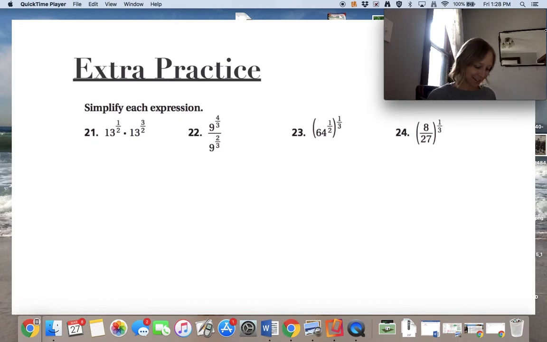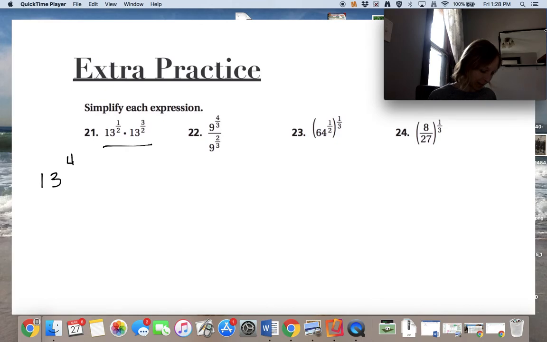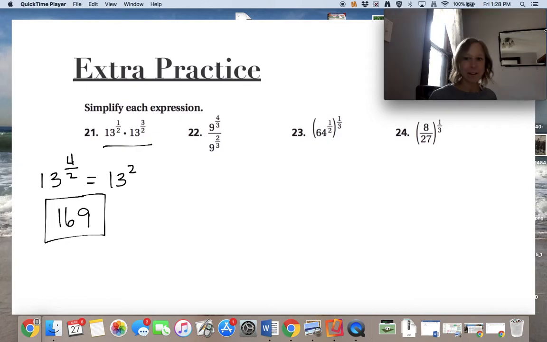All right, first one, we're going to add our exponents here. So I'll have 13 to the 4/2 power, which is just 13 squared, which is 169. All right, let's check the second one. That one's similar to the one we did on the previous screen. Again, same base, different exponents. We should subtract them. So I'll subtract these two fractions, 4/3 minus 2/3.